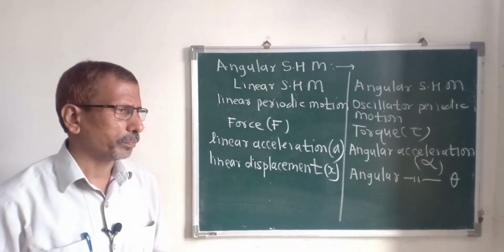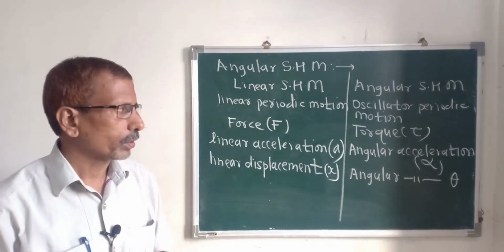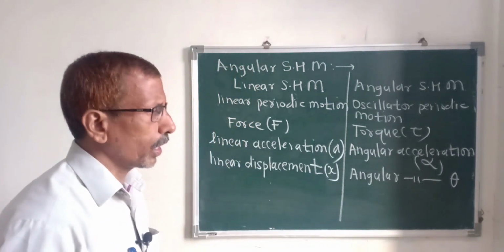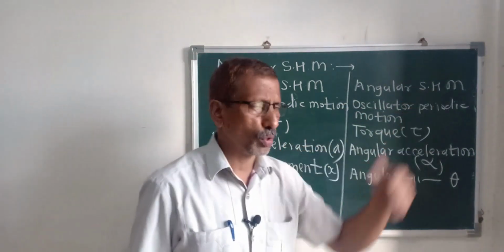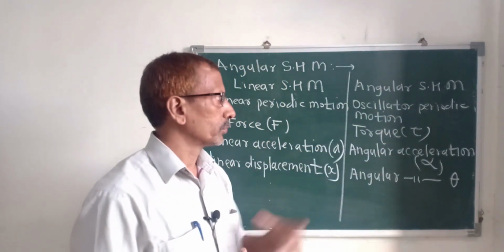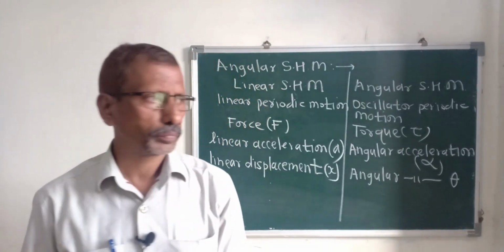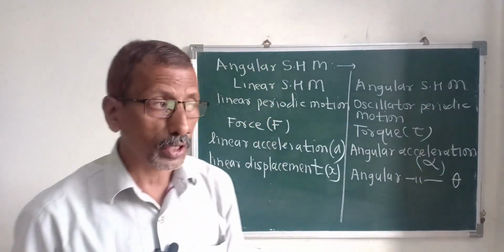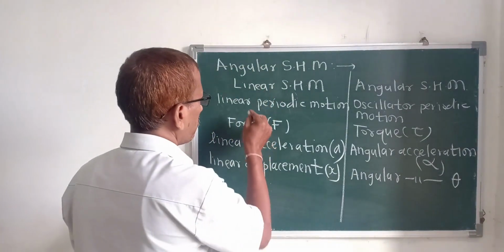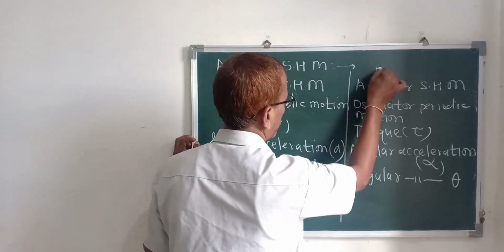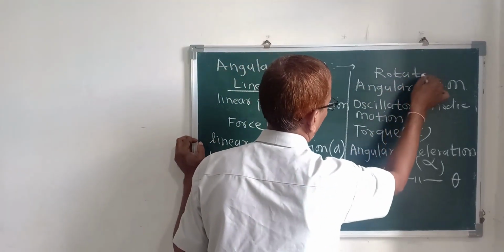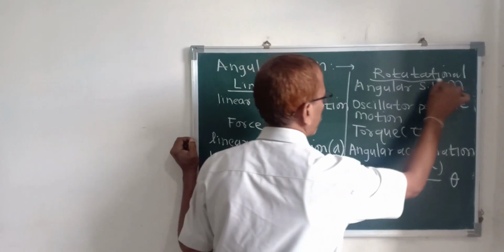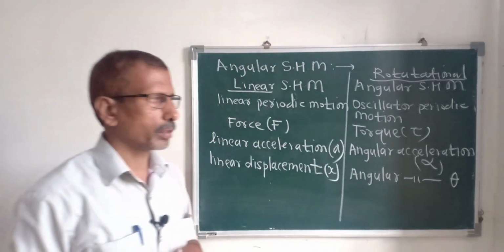So you already studied the analogous quantities in a linear motion and rotational motion. For angular simple harmonic motion, there is a rotational motion of the body. So this is related with linear motion, this is related with rotational motion. In linear motion and in case of rotational motion, we have studied the analogous quantities.